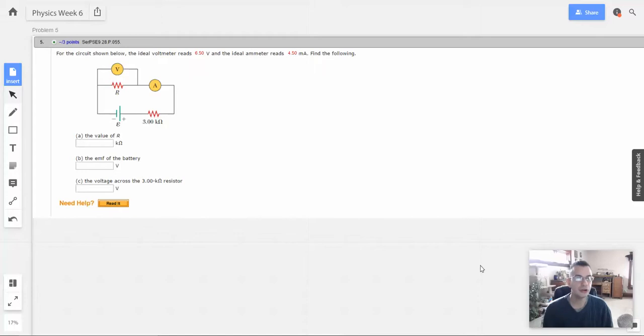Okay, so we know the voltage across R, and we can find the current by finding the current through the other resistor. So if we find the current through this guy, then we can find current through R, because it's going to be the same. So I'm going to start with V equals IR.